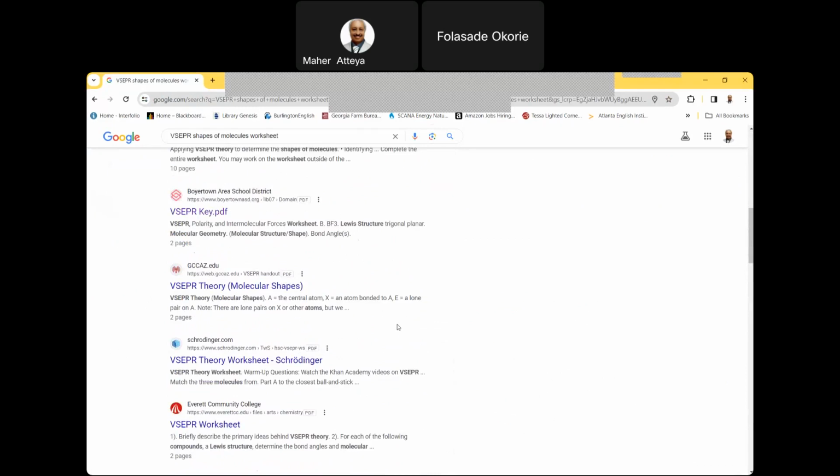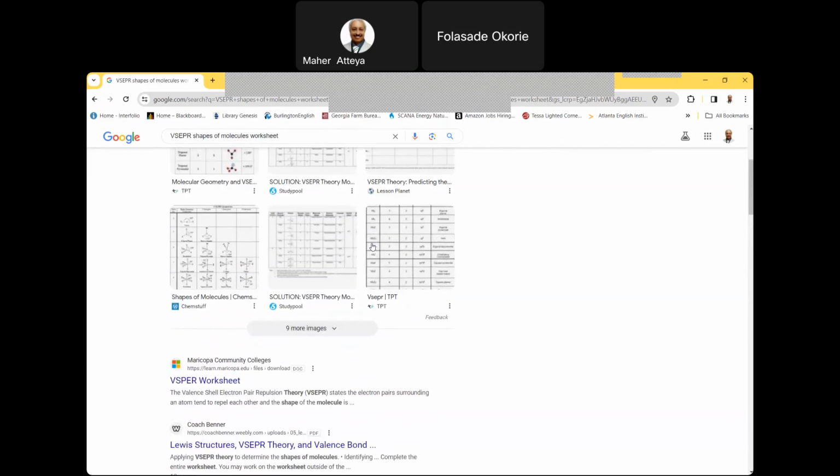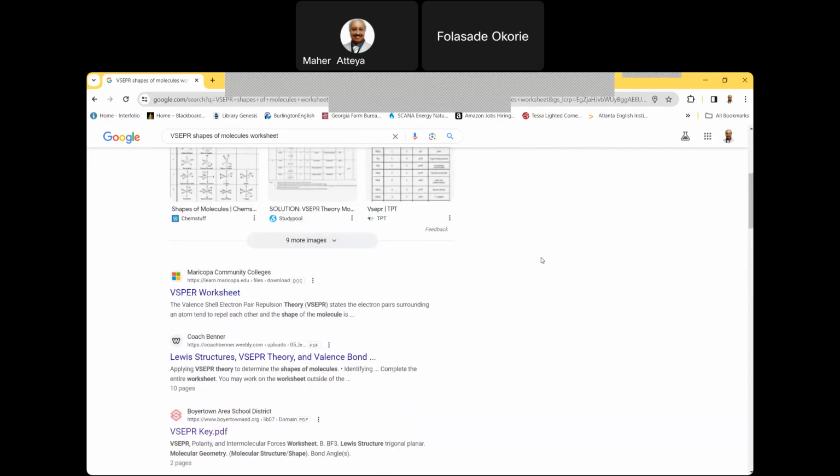Polarity will determine the polarity. We will do the worksheet, the VSEPR shapes of molecules worksheet. Look at one of those and tell me which one you like. Do you get the same thing I got? The VSEPR shapes of molecules worksheet.